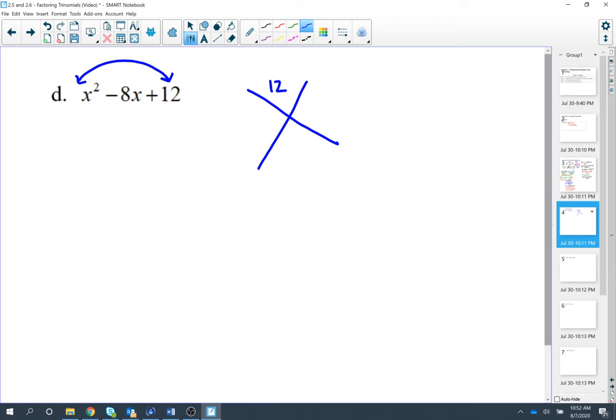Next step, add to the middle number. So the middle number is negative 8. So this was my add, this was my multiply. Now we play a game of guess and check. What can we multiply to get to 12? And honestly, put your finger over this, cover it up, don't even pay attention to it, and just look at the 12. Give me anything that multiplies to 12.